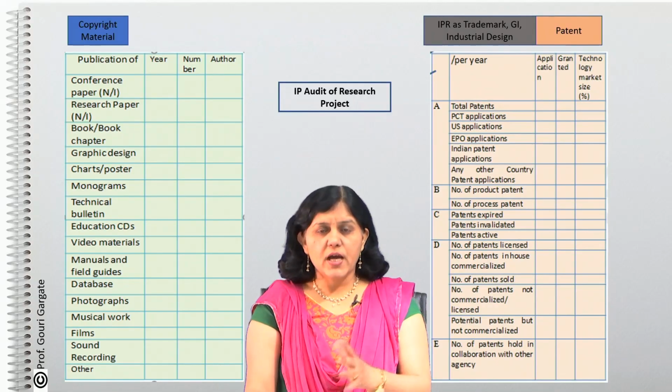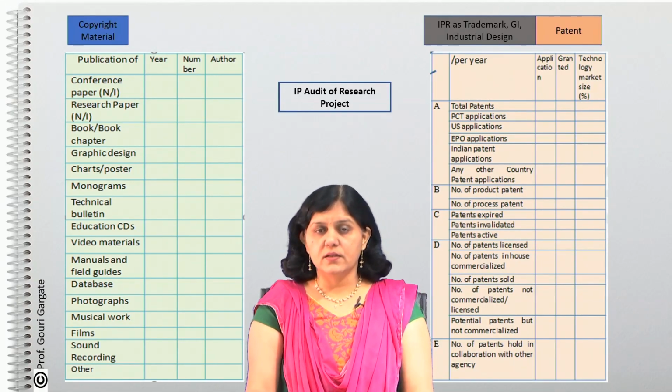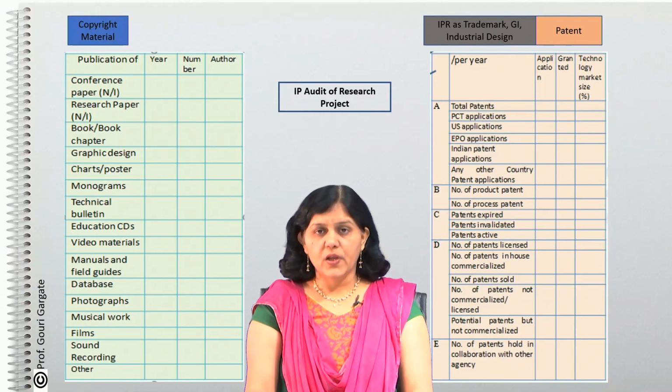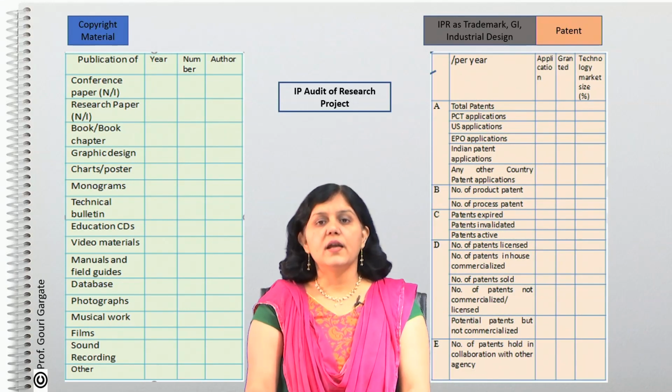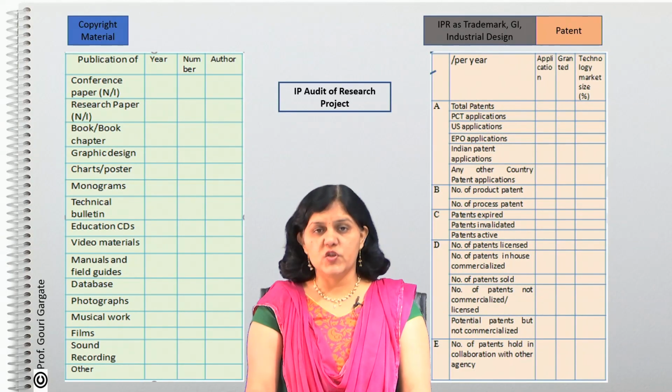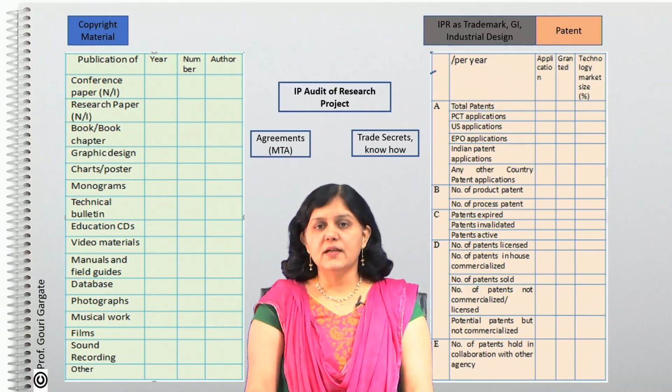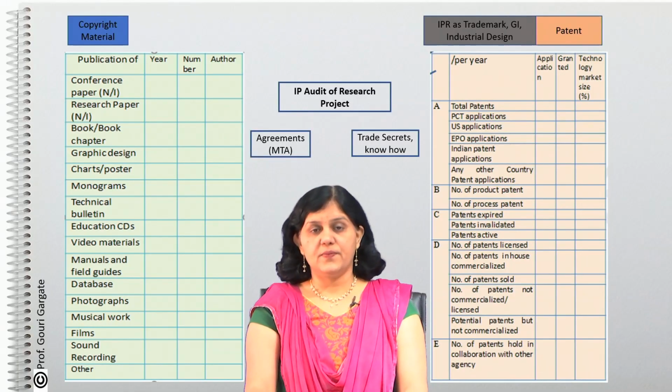So, if such GI or industrial designs are registered, then you can mention it here. We will not go into further categorization here, but it is possible for you to put various other headings related to trademark and GI. Then the next is agreements and trade secrets.